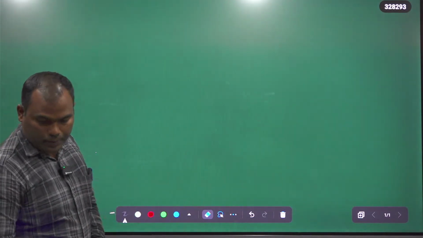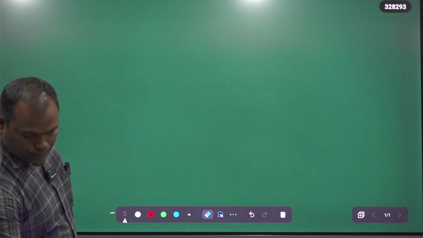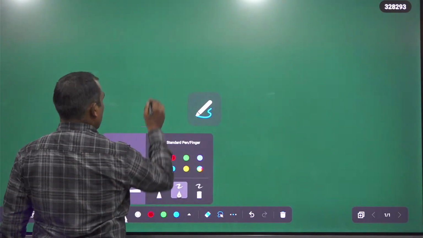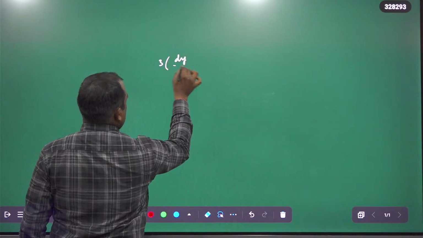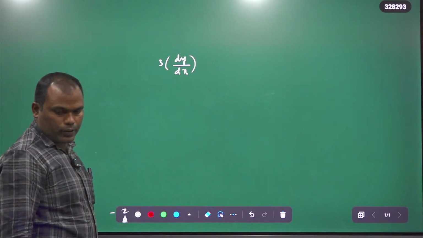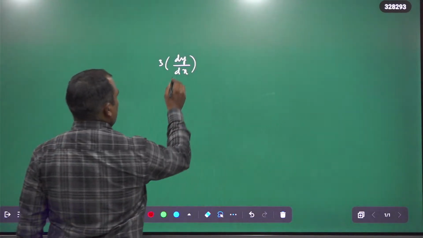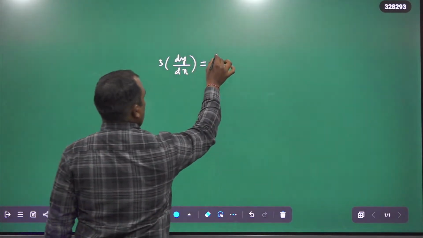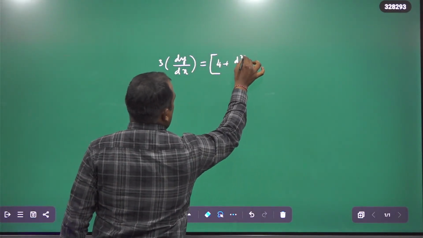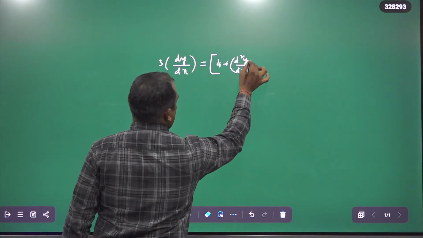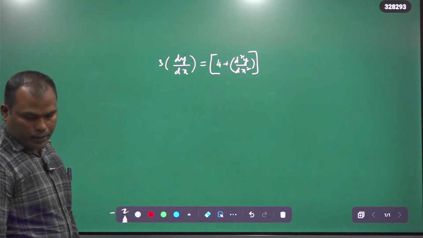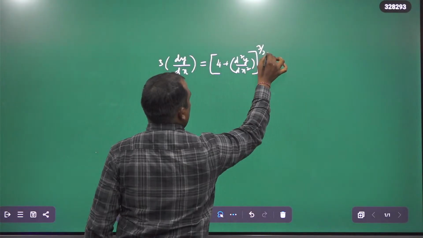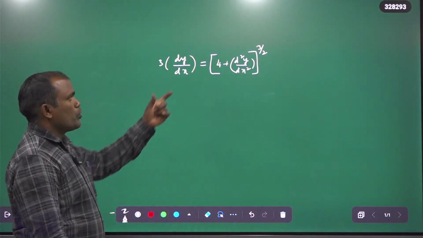One more example. Now 3 into dy by dx, whole to the power of 2, equal to 4 plus d square y by dx square, whole to the power of 3 by 2 is given.